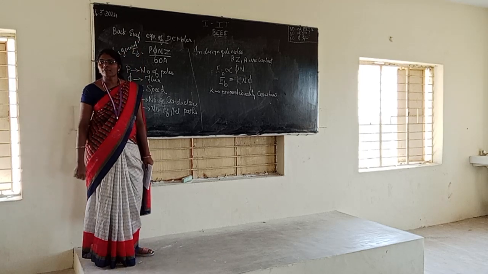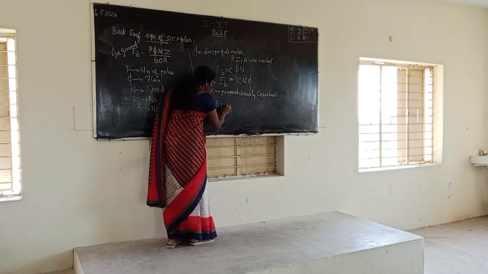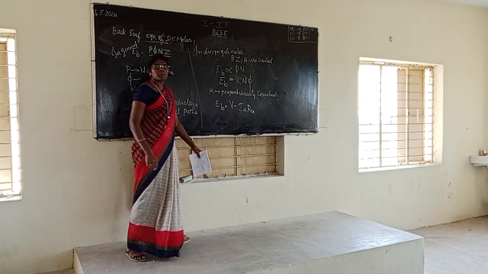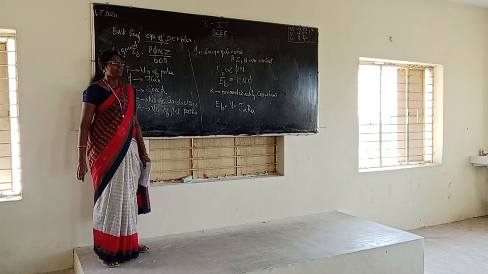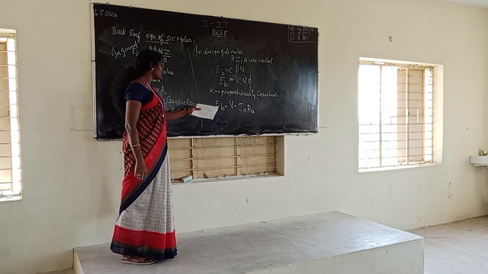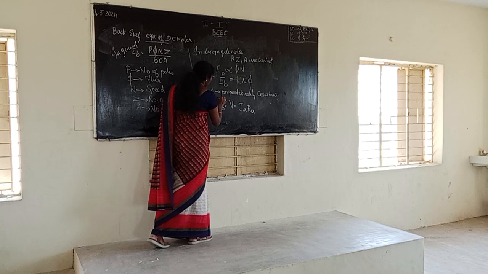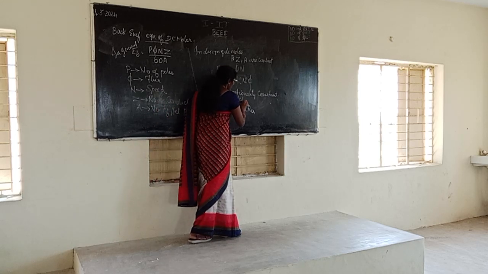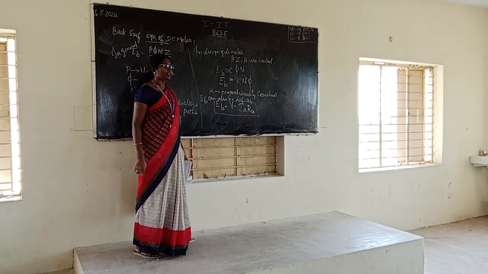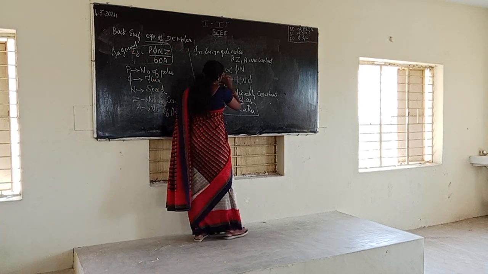Another general form of the EMF equation we also know: E_B is equal to V minus I_A R_A. The back EMF of the DC motor can also be defined as E_B is equal to V minus I_A R_A.